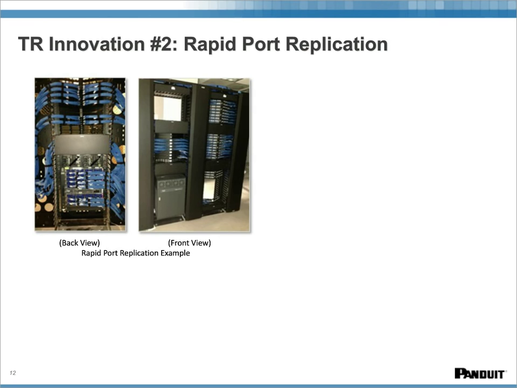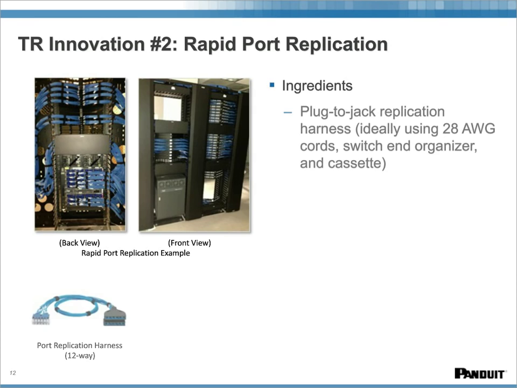The ingredients, component-wise, that we use for this solution are a plug-to-jack replication harness. Again, ideally using the 28-gauge cords because of the space advantages they provide, a switch end organizer to speed the installation into the switch, and ideally a cassette of jacks on the end that will go into the replicated port panel. And that cassette of jacks is what allows us to really reduce the amount of time on installing the ports into the panel.